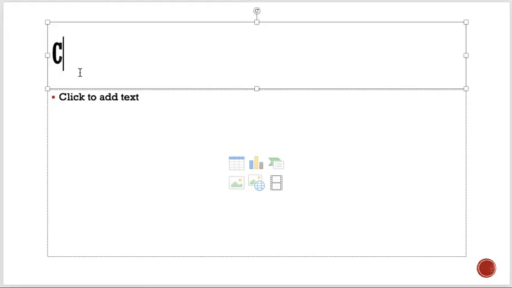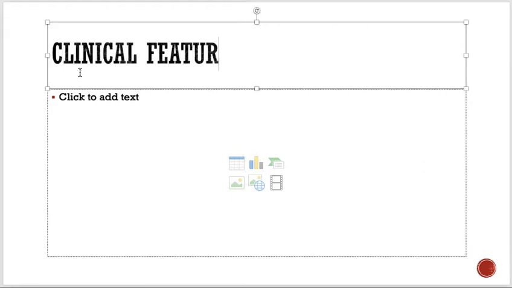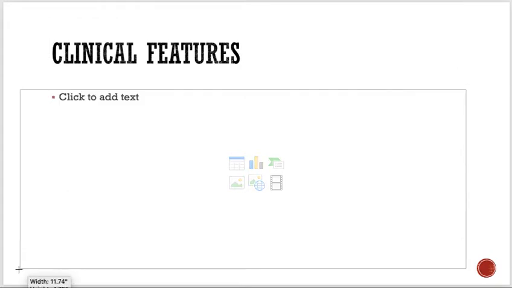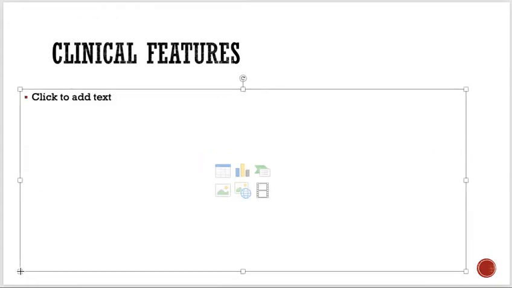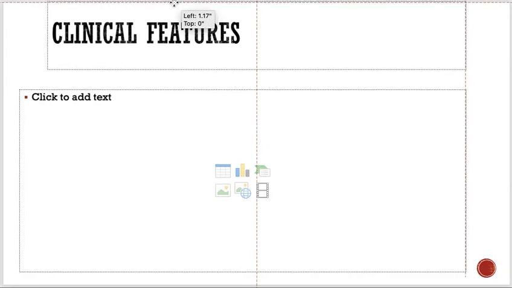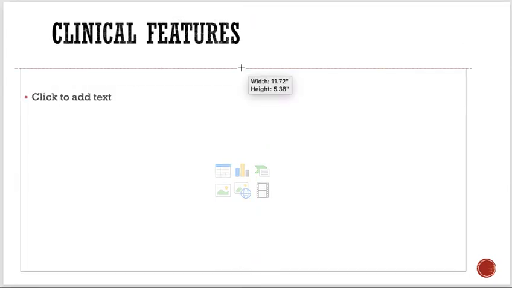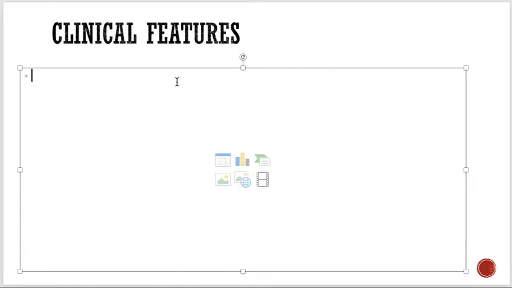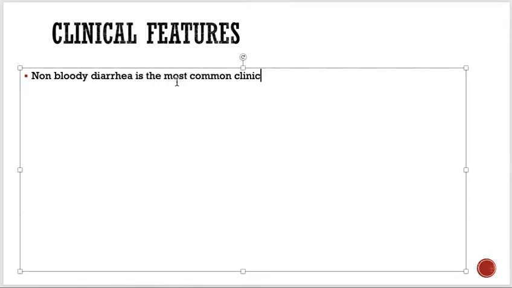So talking about the clinical features for this condition, like how this condition presents, the most common clinical presentation for cryptosporidium or cryptosporidiosis, the people who get infected by cryptosporidium, they get a disease called cryptosporidiosis. Okay, so the main thing is non-bloody diarrhea. Non-bloody diarrhea is the most common clinical feature.